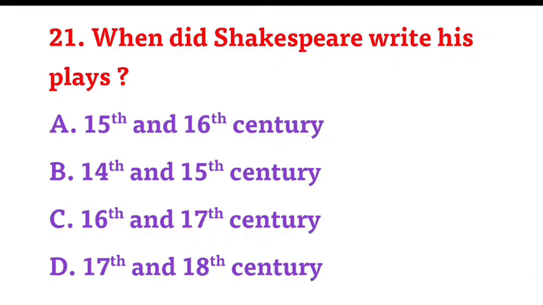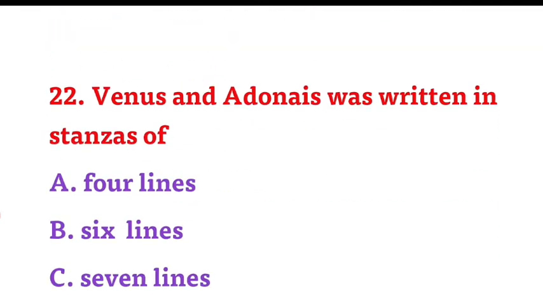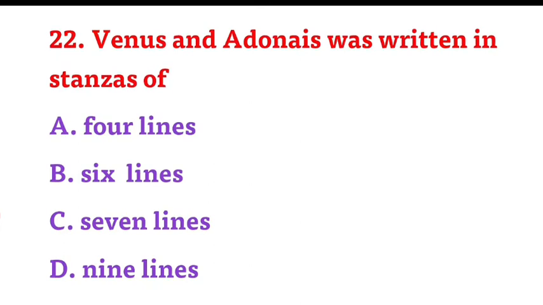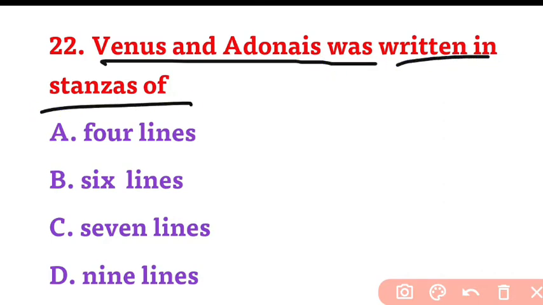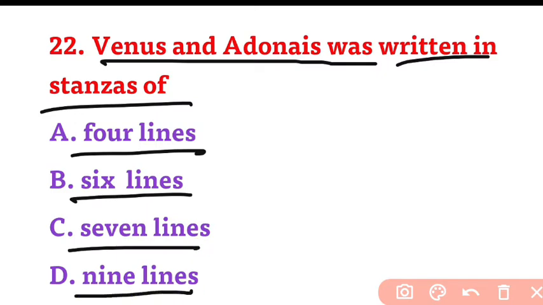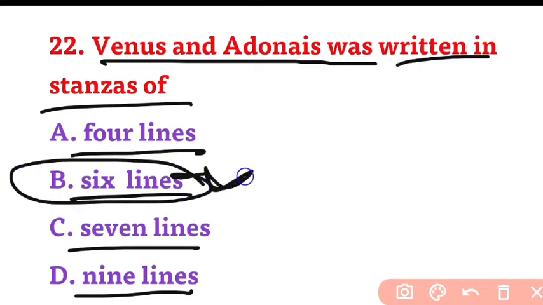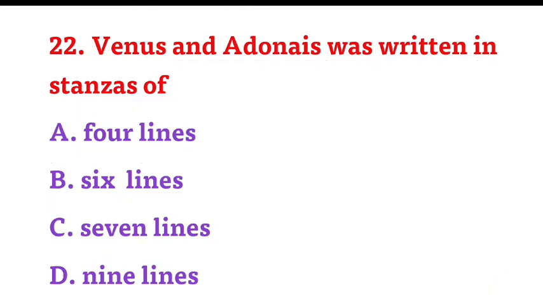Question number 22. Venus and Adonis was written in stanzas of 4 lines, 6 lines, 7 lines, 9 lines. What will be the answer? The answer will be 6 lines.